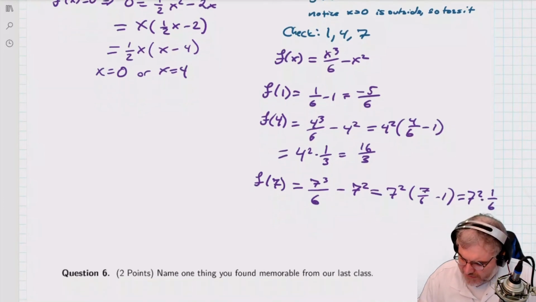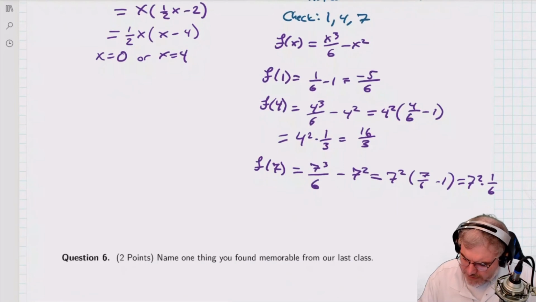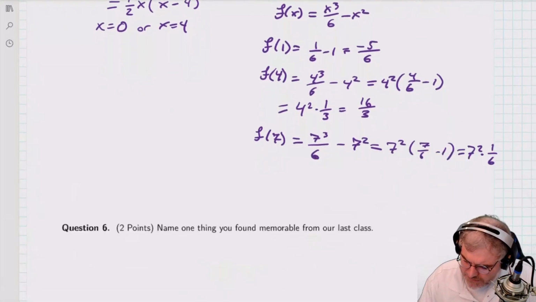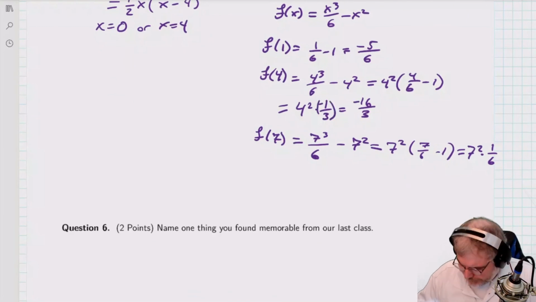Where do you get negative 16 over 3? Yes, you are right. Because this is 4 squared times the quantity 2/3 minus 1, this should be negative 1/3. You are correct. That should be negative 16 over 3. Thank you. So negative 16 over 3 or over 6? Right. Okay. You're right. I'm wrong. This is what I get for not doing it with my calculator.